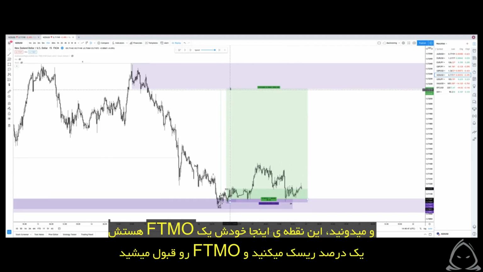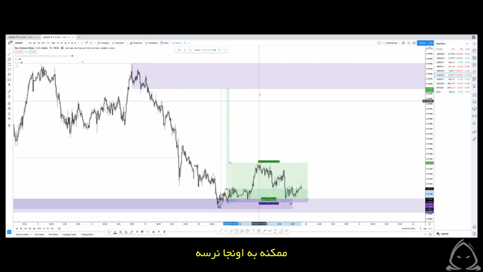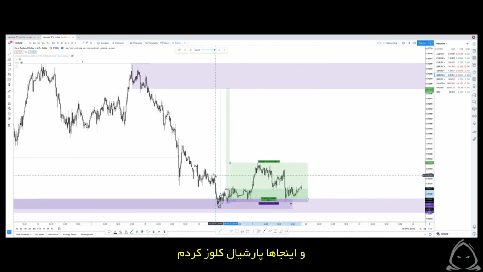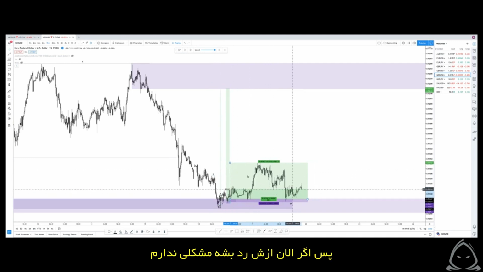And again, at this point here, that's an FTMO. If you're risking 1%, you've just passed an FTMO. So there's nothing wrong with closing that. I'm not saying hold that to the top. It may well not get there. This may now be it coming through. But what I've done is I've covered my risk on all of them, and I've taken the partials here. So no matter what, I've paid myself. So now if it comes through, it's fine.